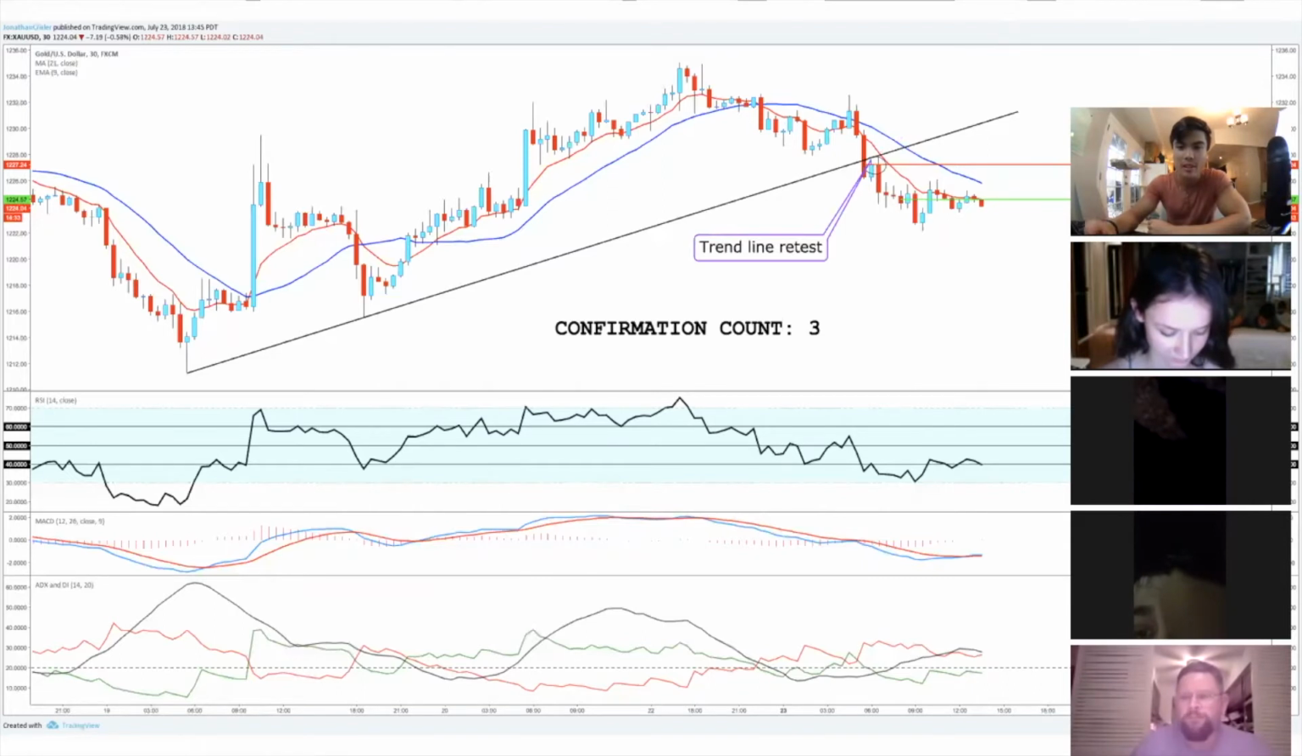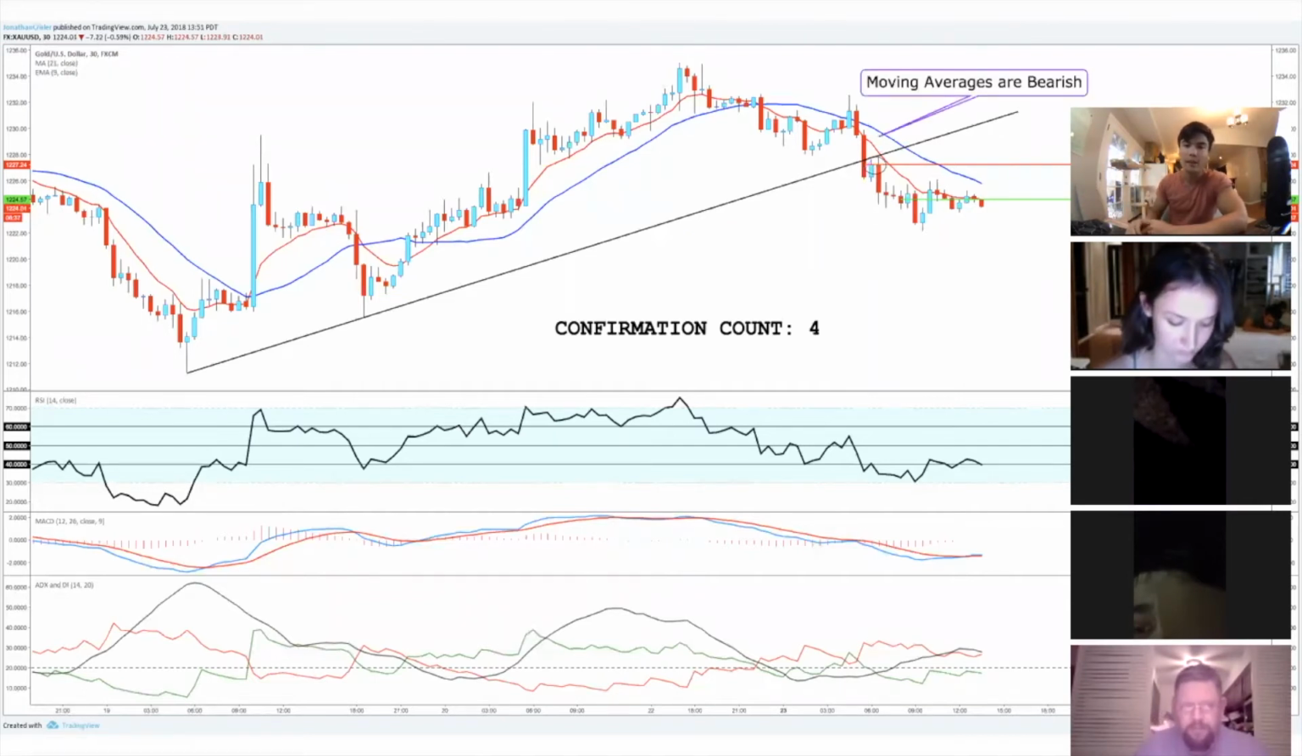Trend line retest. So price broke underneath the trend line and then bounced on the underside of it, giving us another confirmation telling us that where price broke is showing resistance, meaning price is going to go down more, so we're up to 3 confirmations. The fourth one is we see that the moving averages are bearish, giving us an additional confirmation that price is in a downtrend, or that it's a good time for us to sell.